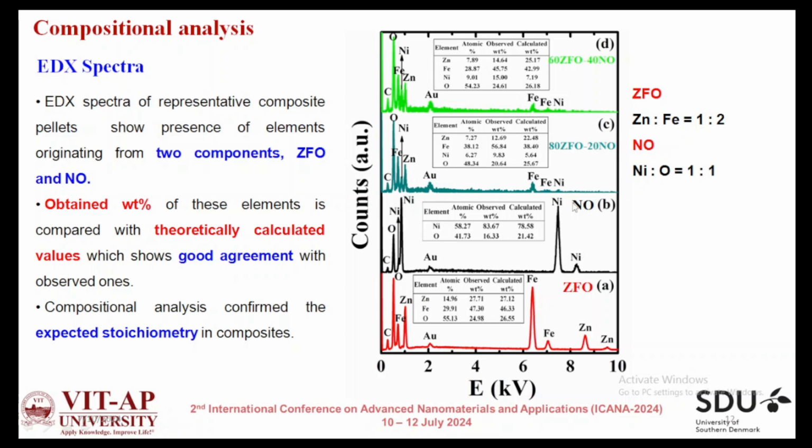NiO sample contains nickel and oxygen with the atomic ratio 1:1. If we see the EDAX spectra of the composite sample, this composite sample shows the presence of elements originating from both the phases, that is ZFO and NiO, and we have compared the observed weight percents with the calculated ones, and it shows good agreement with the observed values, and it means that the compositional analysis confirmed the expected stoichiometry in the composite samples.